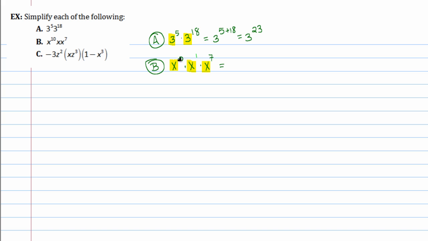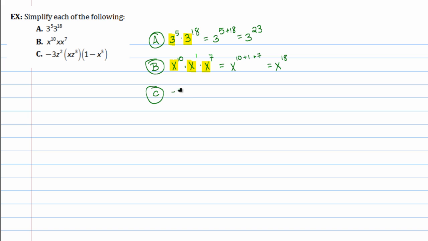So let's see, I have 10 x's there, another one there, another 7 there. Altogether, I should have 10 plus 1 plus 7, or 18 of them. There we go. Often I won't even bother adding them up. I'll just add them up in my head, but I thought I'd take my time there.